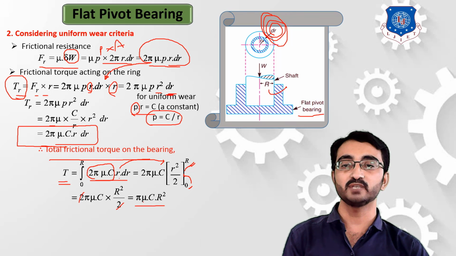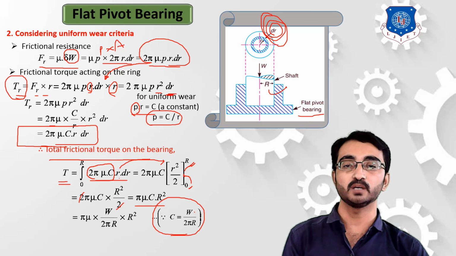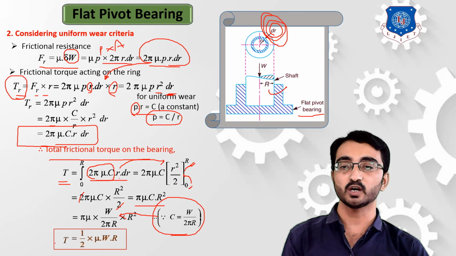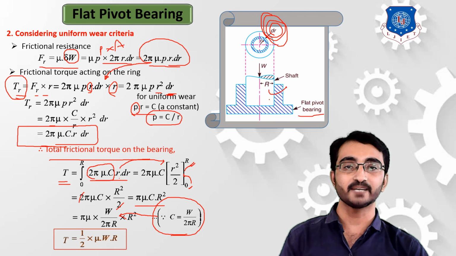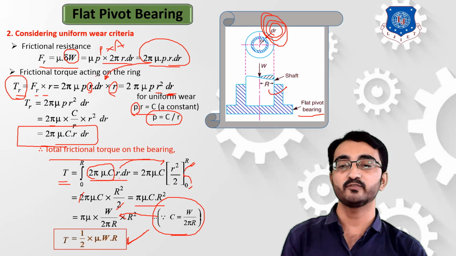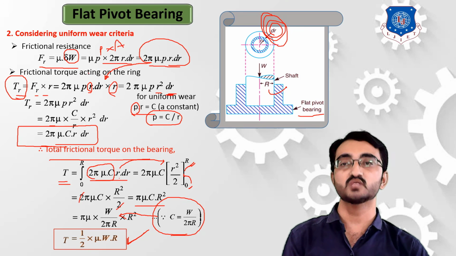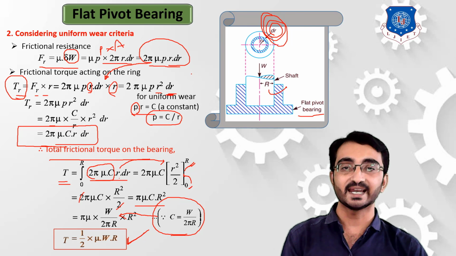Now we have derived the equation for constant in our previous slide, that C is equal to W upon 2 pi R. So we will put that equation in our constant term value. So we will get the final equation, that is the total torque which is transmitted by using a shaft and a flat pivot bearing, is equal to T is equal to 1 by 2 mu W R. Okay, so this is a simple equation by using a uniform wear criteria. In this way, we can design the flat pivot bearings.